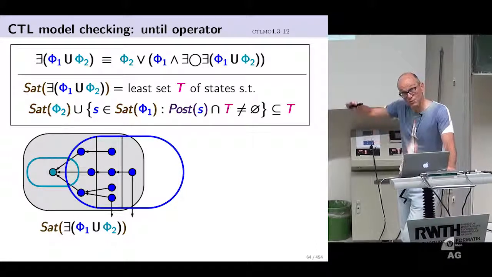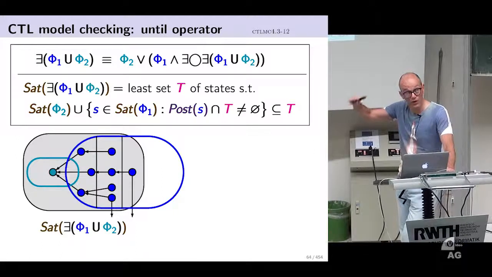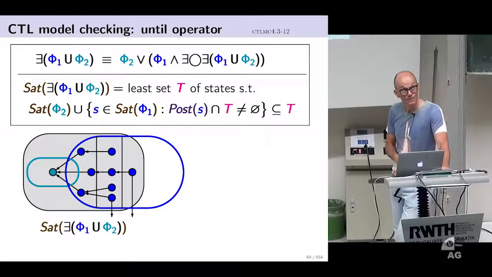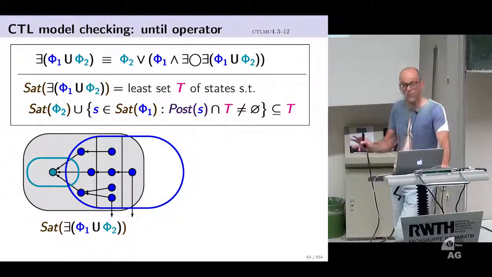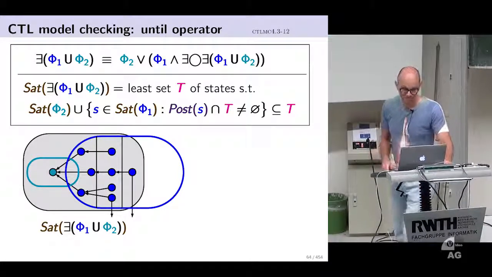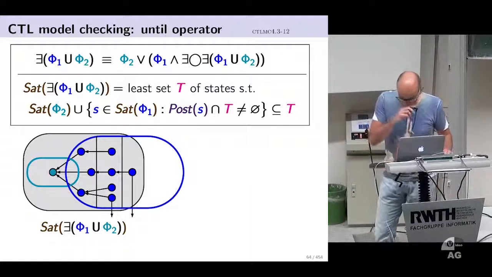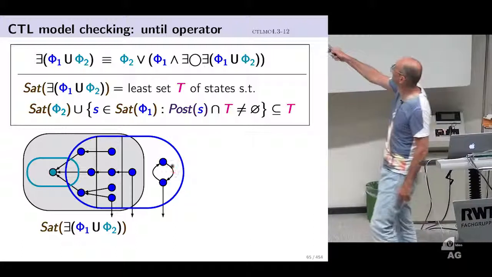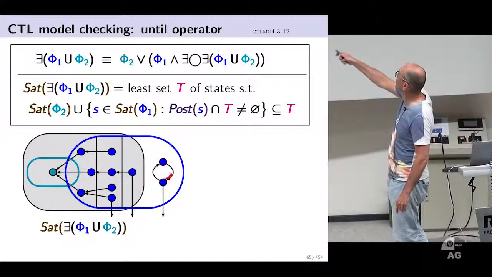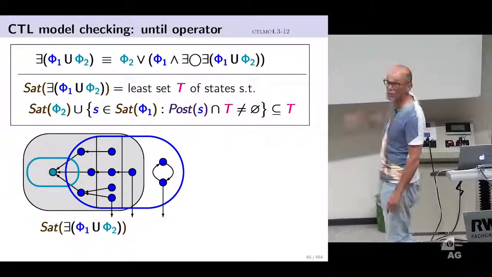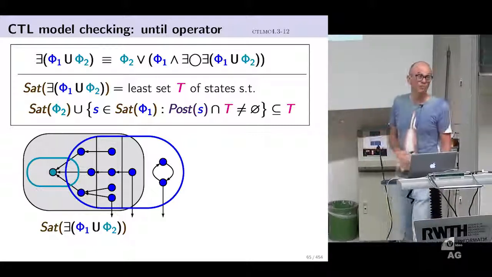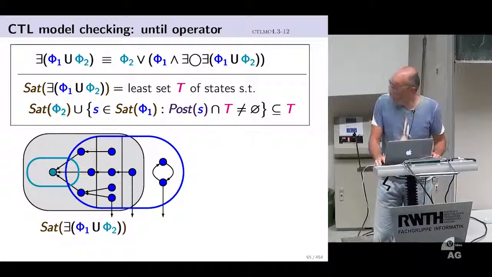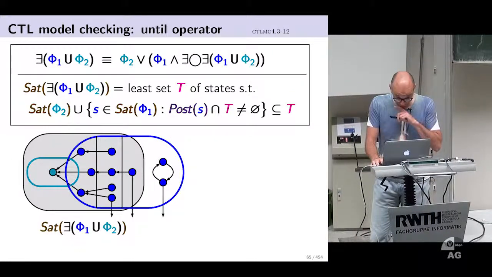Because we do this under approximation, we know that if we cannot add any state anymore, we have computed the smallest set, and not another fixed point of this function. So for instance, if you have phi1 states that only point to themselves and maybe have a transition outside, they will not be added in the end. So they will not be part of the set of states satisfying phi1 until phi2.